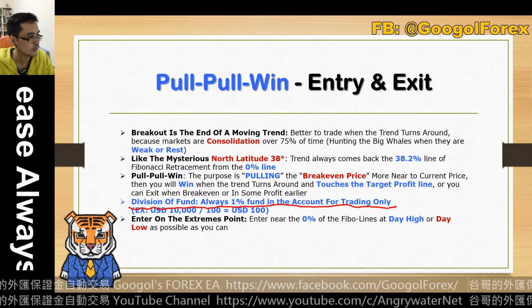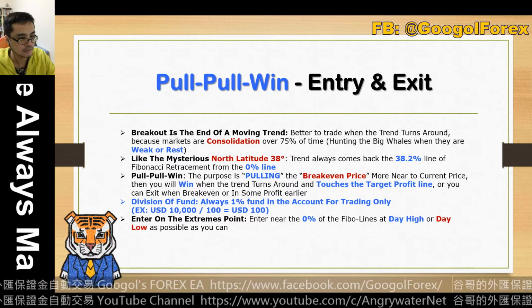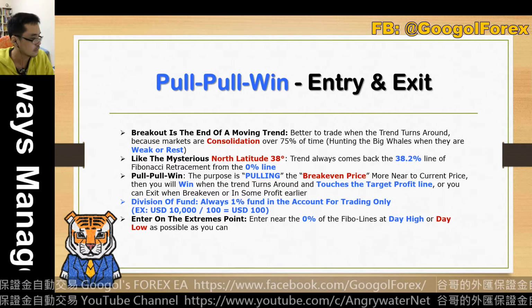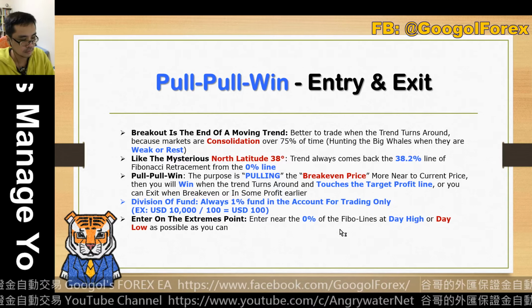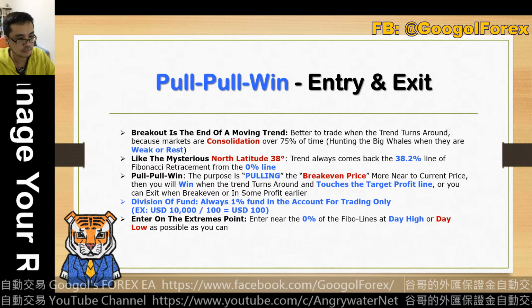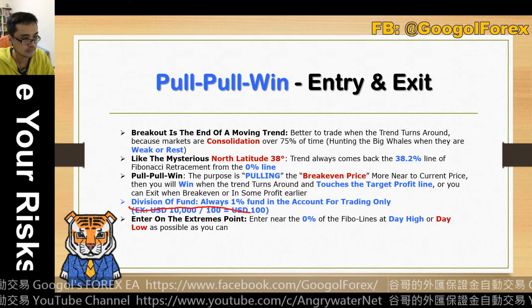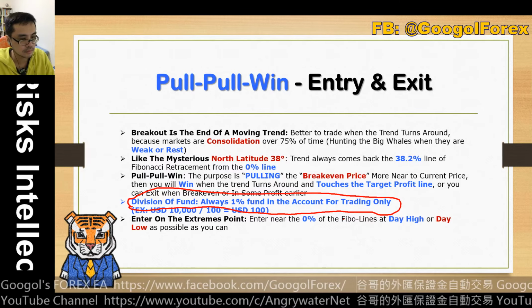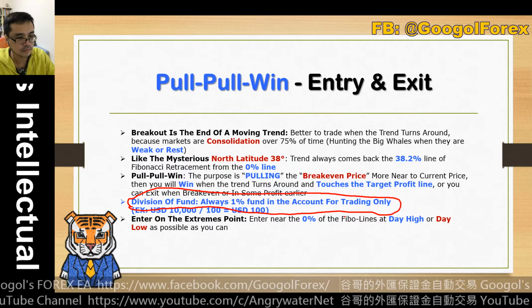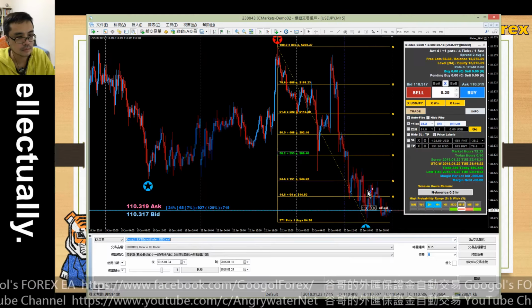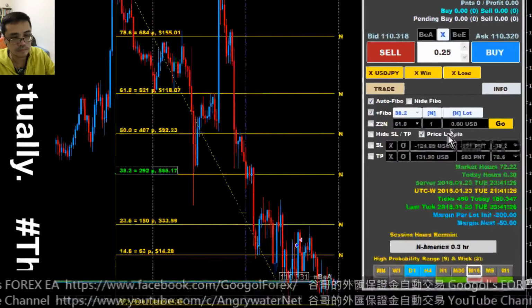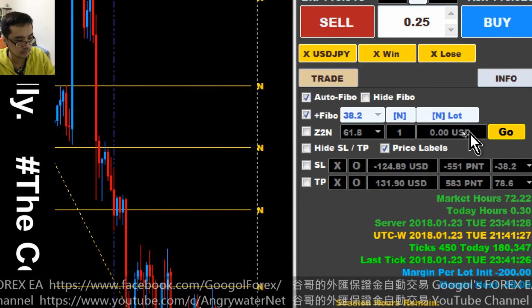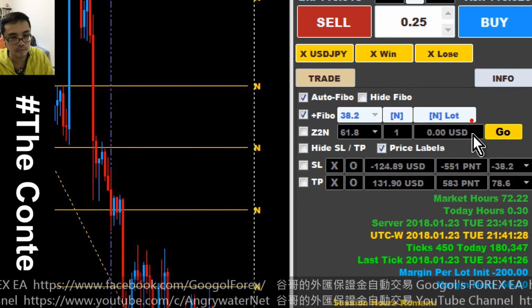But Googol recommends another simple way: always put only 1% of your total fund in your trading account. It will build a safer and highly efficient environment for the robot to work. With the fund-divided trading account, you don't need to limit the robot on how many orders or lots. The worst scenario will be that you lose just 1% of your fund when the account is stopped out.